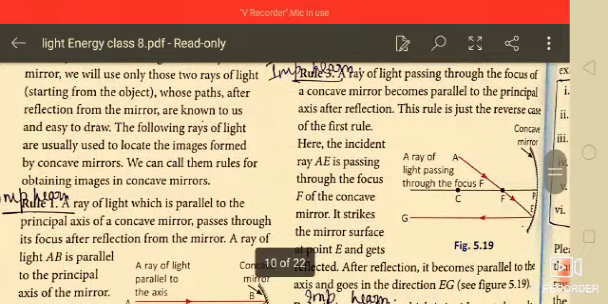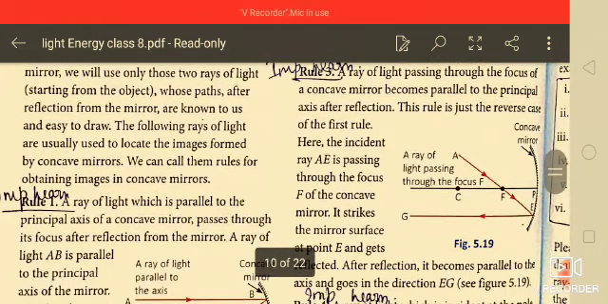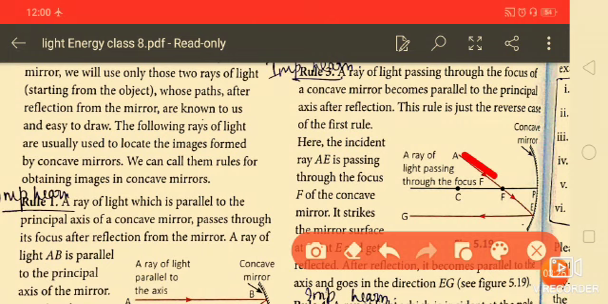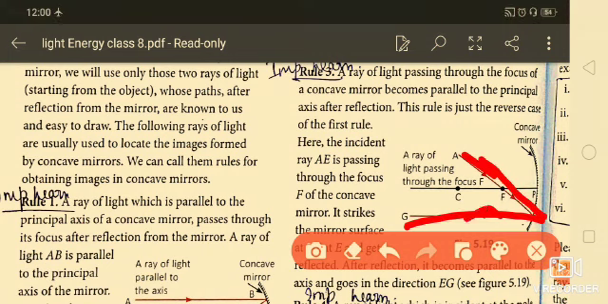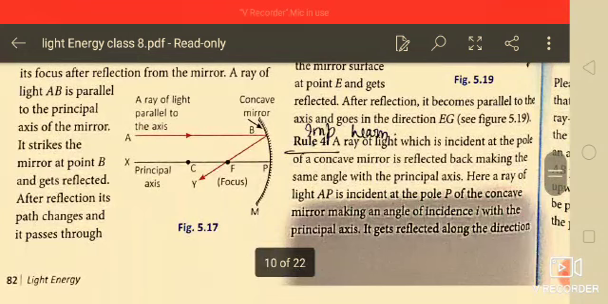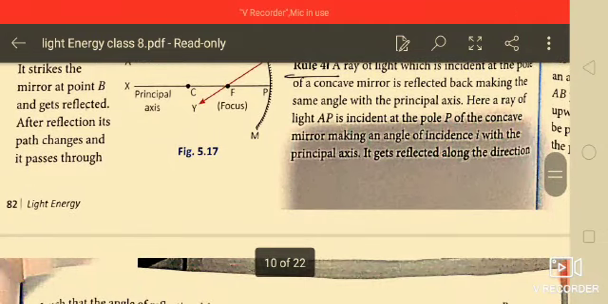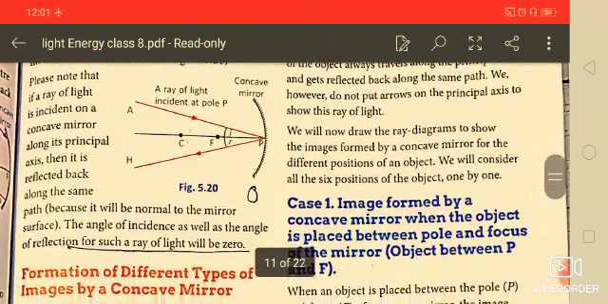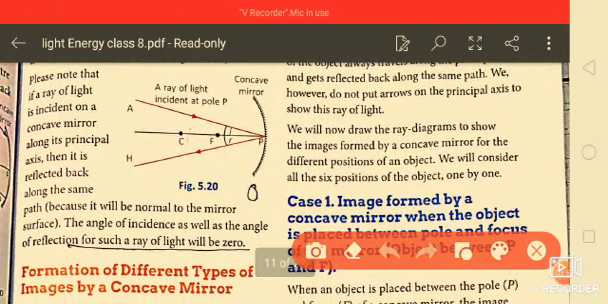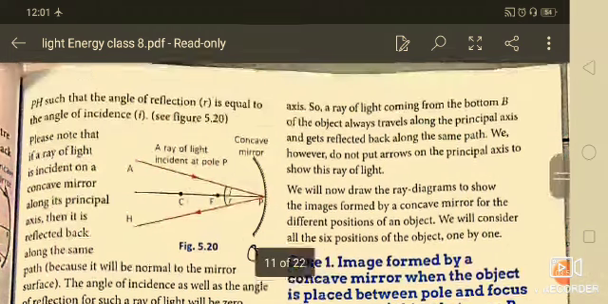Now the next rule is when a ray of light passes through the focus of a concave mirror. If light moves through the focus, then what will happen? It will be reflected parallel to the principal axis. This one is the third rule. And the fourth rule: if a ray of light is incident at the pole of the concave mirror, then it is reflected back making the same angle. See here, you can see that the light falls on the pole and is reflected making the same angle. Okay, these are the rules.